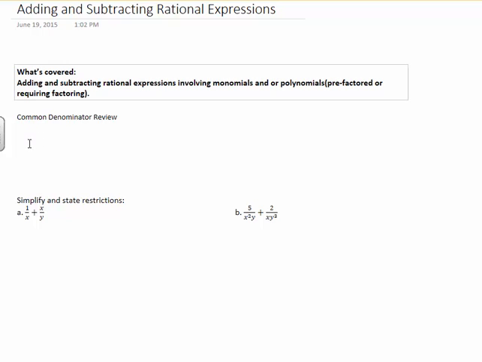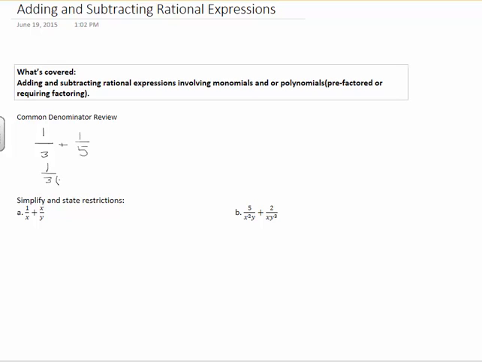Today we are adding and subtracting rational expressions, which again is more work with our fractions. So let's look at our basic fractions that we used to do that didn't have any variables in it. For example, if I had 1/3 plus 1/5, the easiest way of finding a common denominator was to multiply my two denominators together.